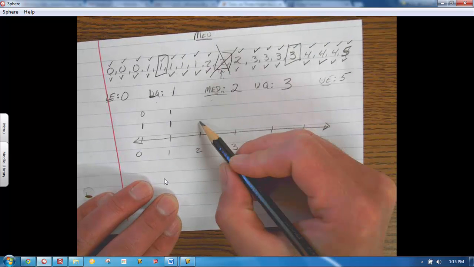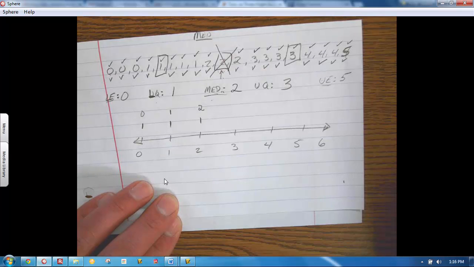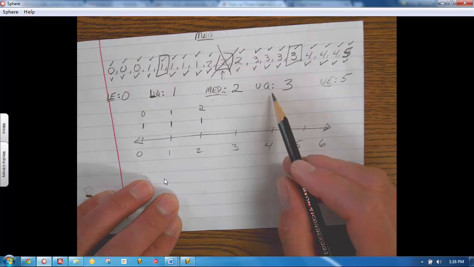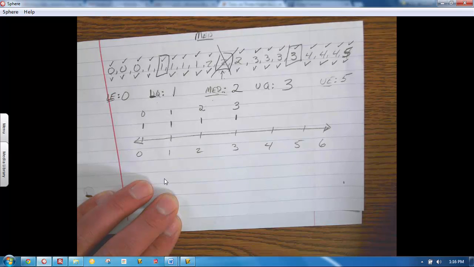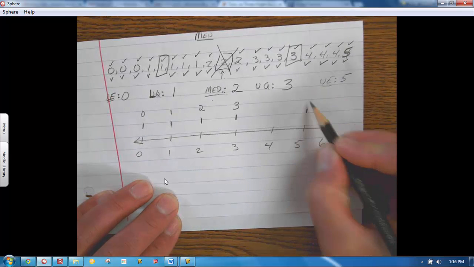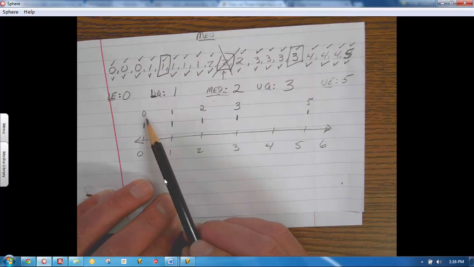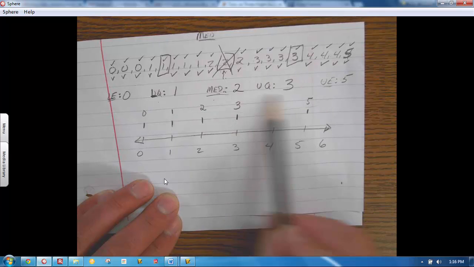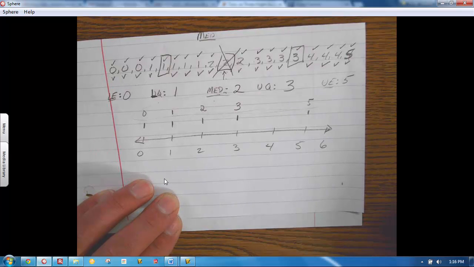The median is at 2. I'm going to put a 2 above that. The upper quartile is at 3. And the upper extreme is at 5. Okay, now it's not really typical to number these, but it does help when we have larger values, when it's kind of hard to distinguish what that value actually is.